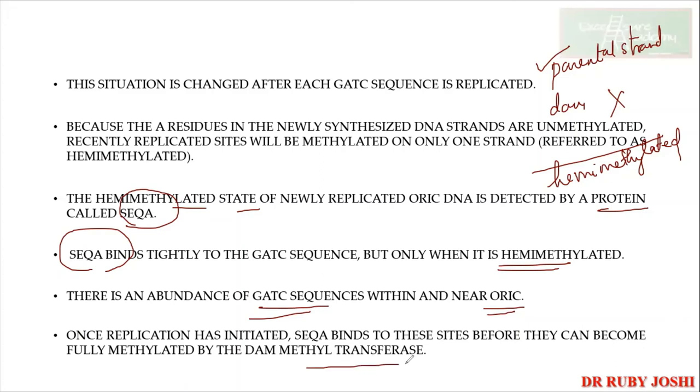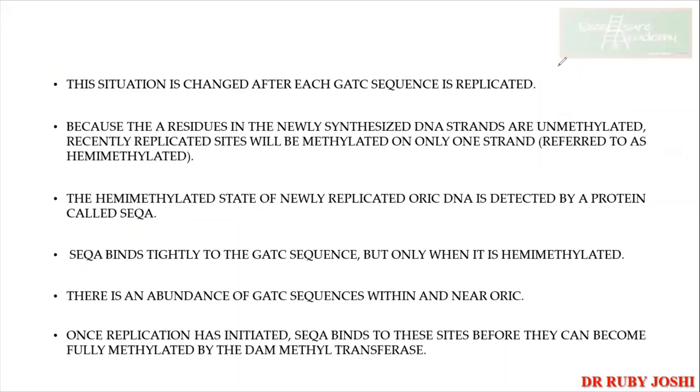Guys, is this slide clear to you? What we have discussed is that after the replication, you have the parental strand methylated and the daughter strand not methylated. This condition is known as hemimethylated. To this hemimethylated condition, the SeqA protein comes and binds. And we know that at ORIC, there are many GATC sequences.